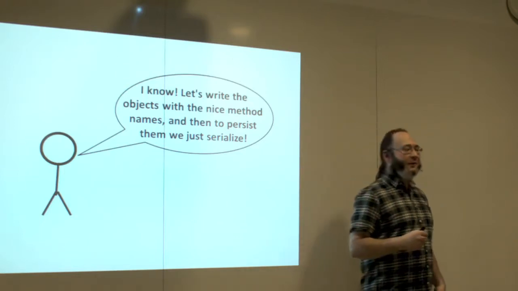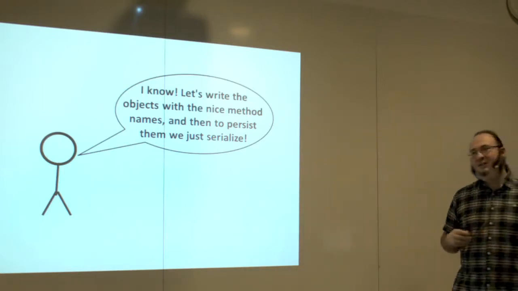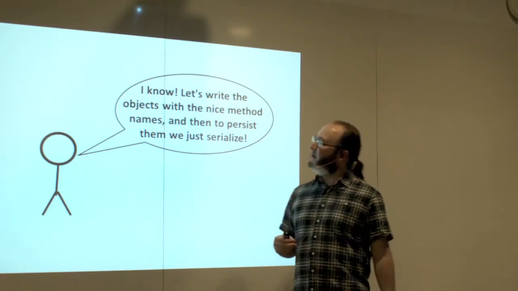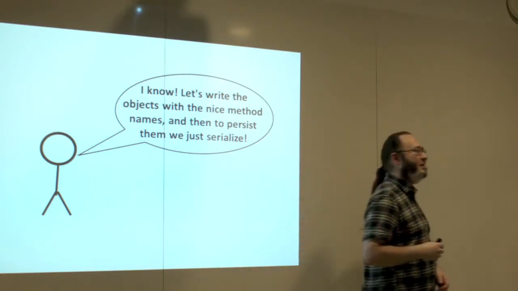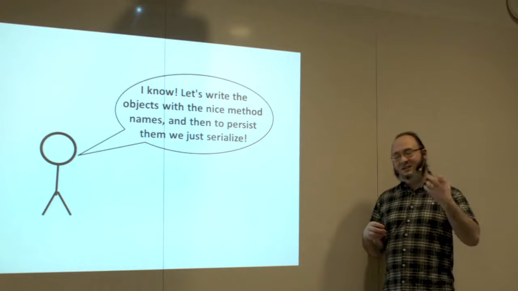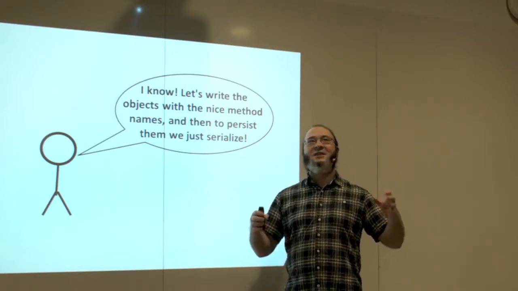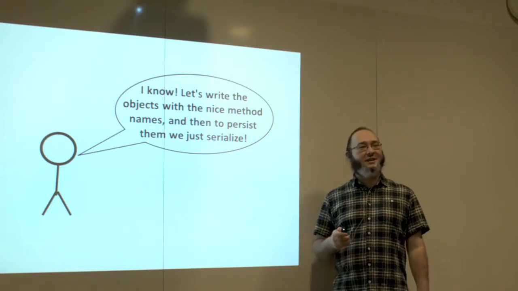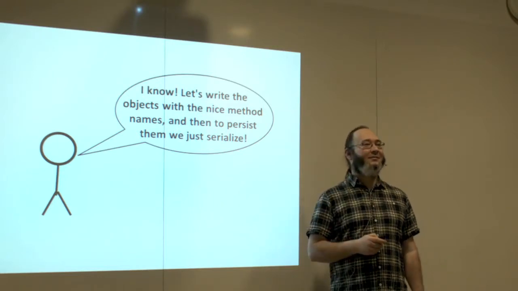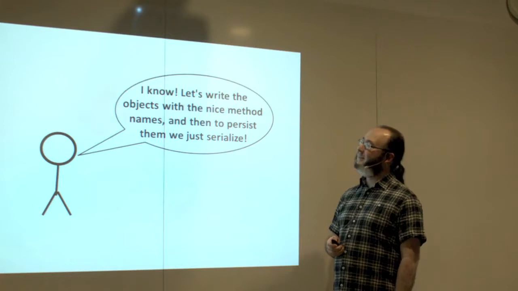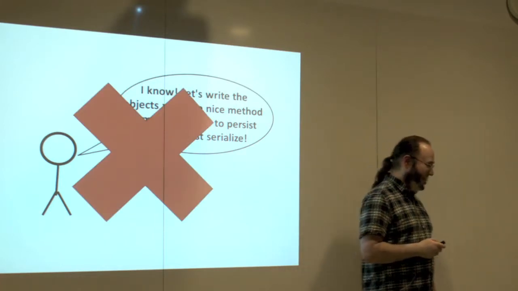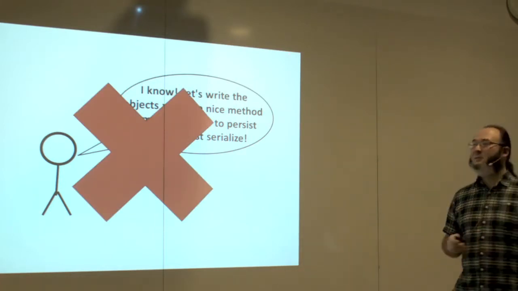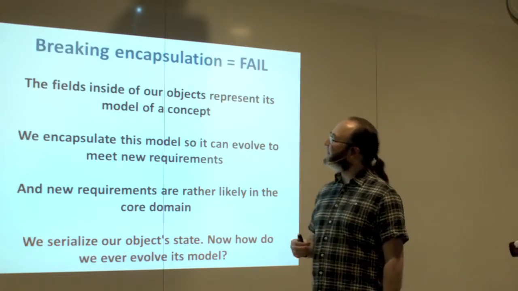So, one thing that people sometimes say is, let's just take an object with nice method names, and each method call takes it to a new state. We don't have any state outside of the object, and then we just serialize it. Is this a good idea? No. Okay.